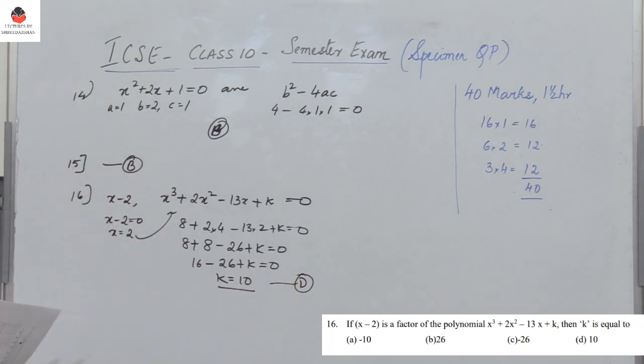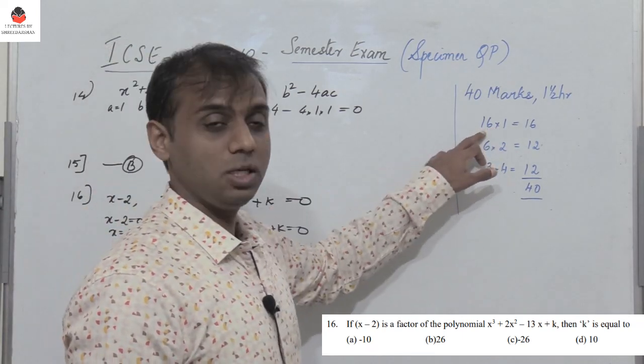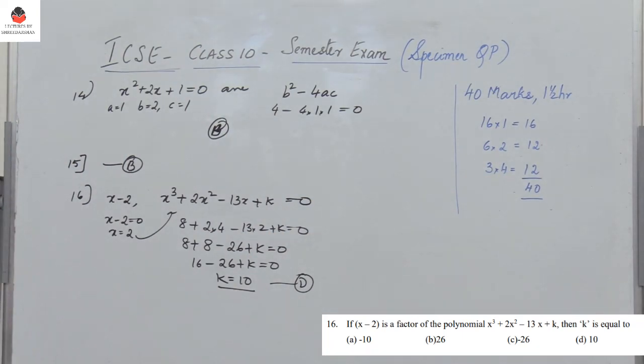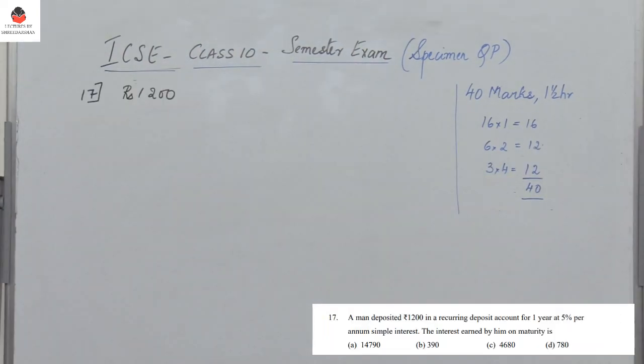So with this we complete section A, where you have 16 questions. Each question carries 1 mark. So let's move on to section B. Question 17. A man deposited rupees 1200 in a recurring deposit account for 1 year.